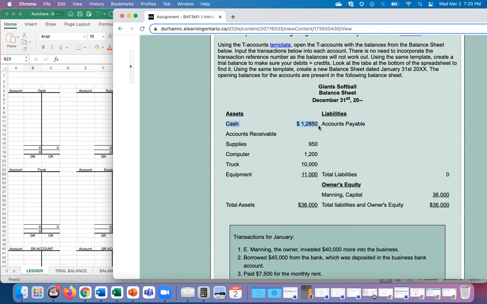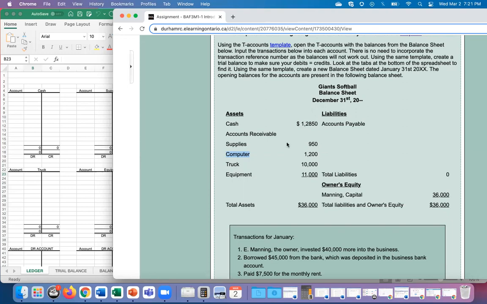1,280. Yeah, I forgot about this. The comma is in the wrong place, so really it's 12,850. Be aware of that when you're putting this in. Accounts receivable, it looks like we do not have any. Supplies, $950 worth of supplies, computer, etc. So we're going to put these numbers into our T accounts to start them off.